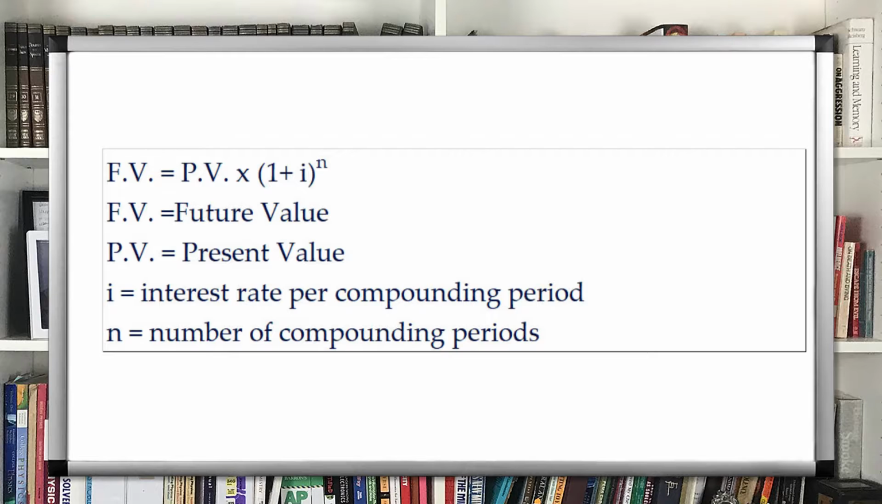In the first video lesson, I introduced this compound interest formula. In it, we start with a principal or present value today and figure out how much we will accumulate sometime in the future, assuming a fixed interest rate and a fixed number of compounding periods.